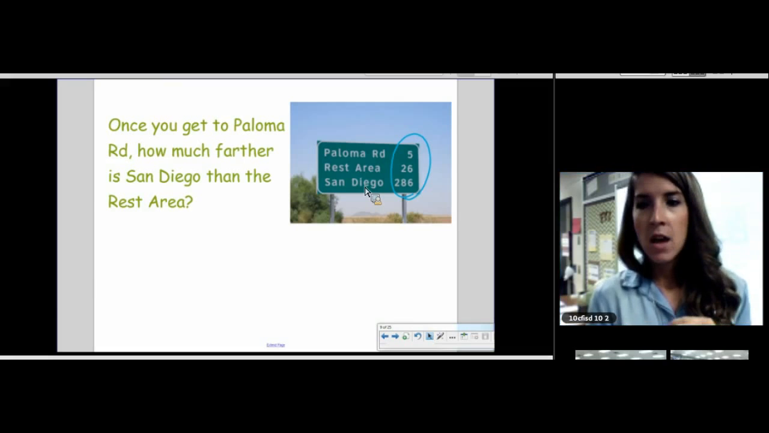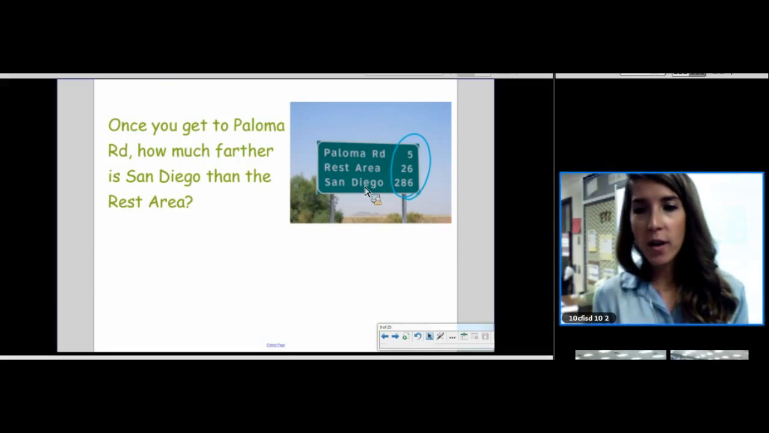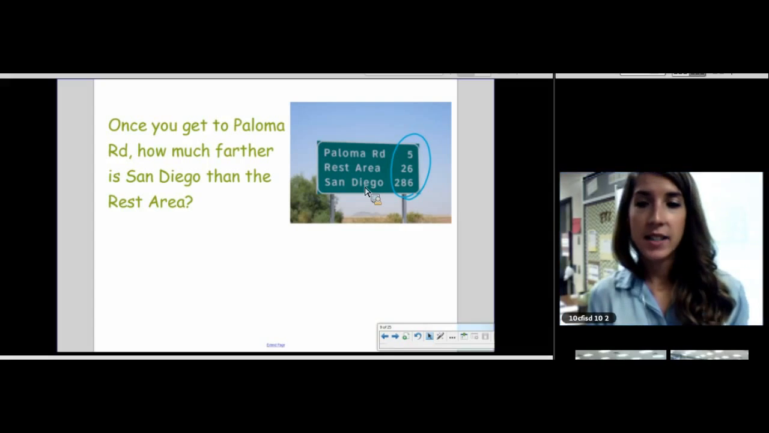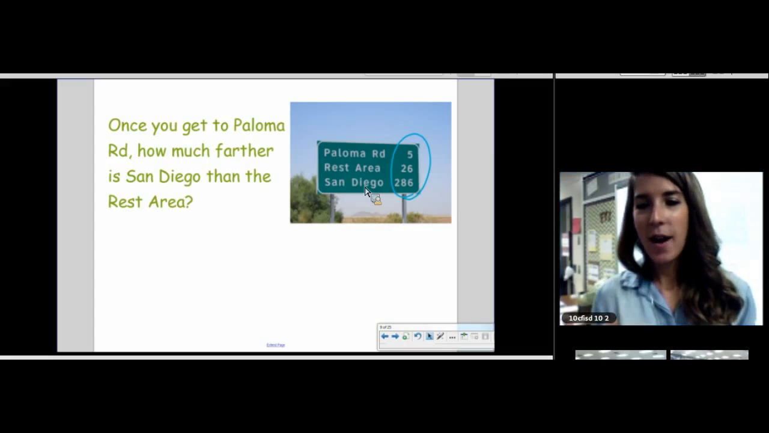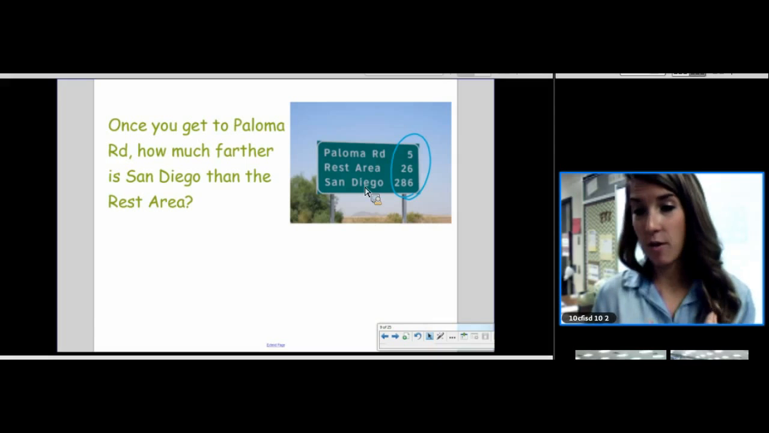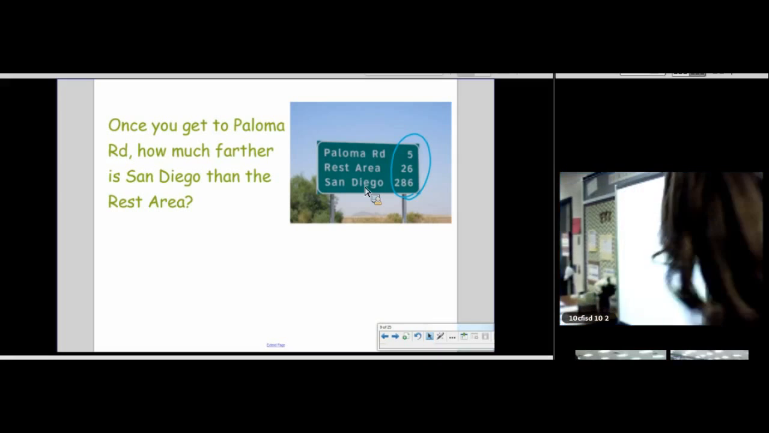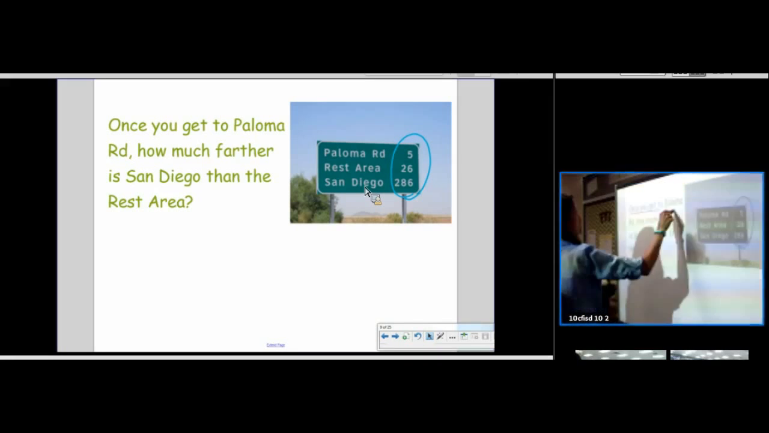Okay? Now, once you get to Paloma Road, how much farther is San Diego than the rest area? Good. So how much further? That is a subtraction problem. How much further? Now, if you really think about this, does it matter? Did this part of the sentence matter at all?